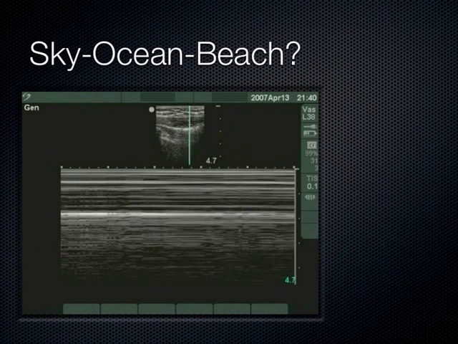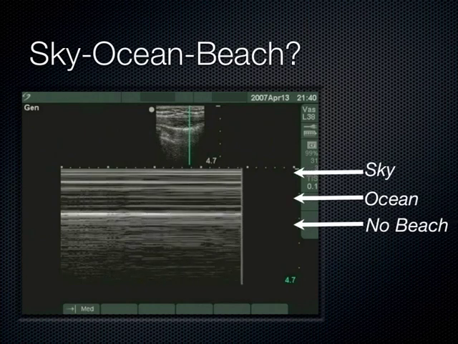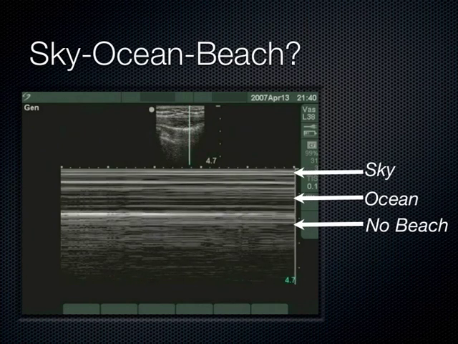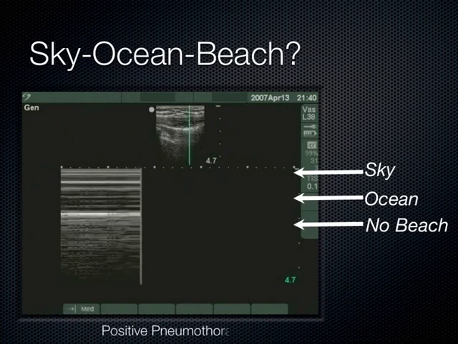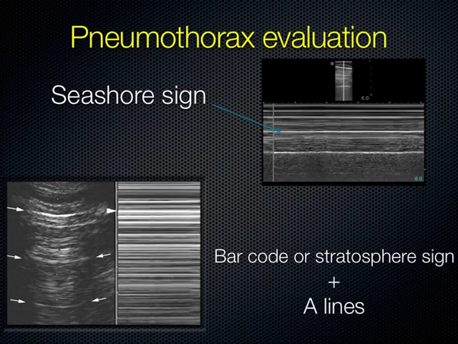Just another example of, on the lower picture, a film with multiple A lines, and when you put the M mode through it, you have what definitely looks like a barcode, and the above picture where you can see the beach, the graininess of the beach due to lung motion.